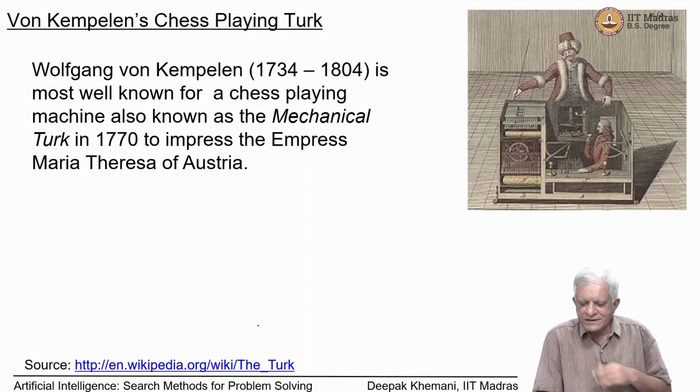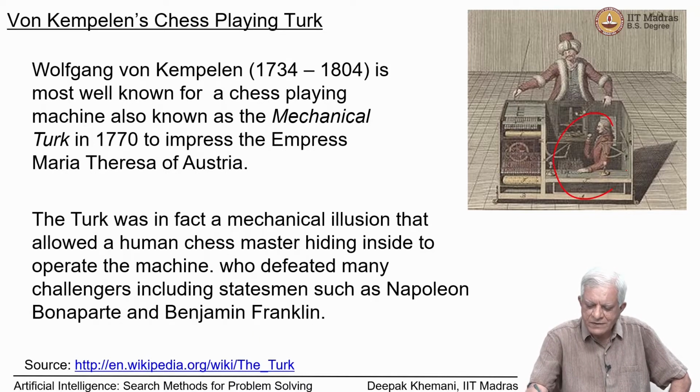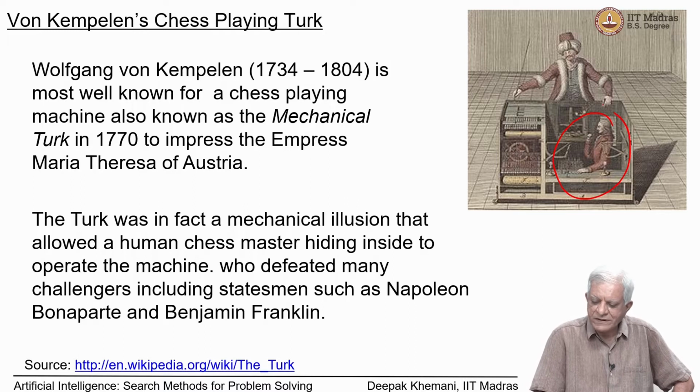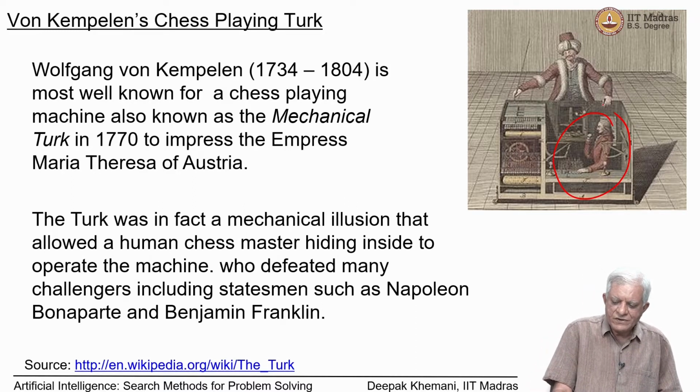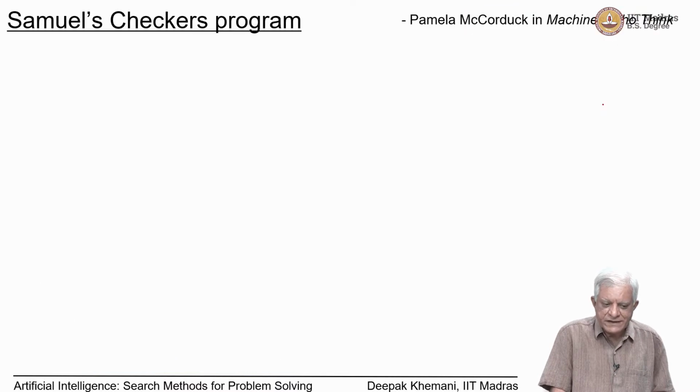And as we have discussed during the introduction, it was not a robot, but there was a human being, a diminutive human being hidden inside the contraption, who was actually making the move essentially. So, it was a mechanical illusion, but you can see that in the history of AI that we discussed, these kind of things were desirable essentially.